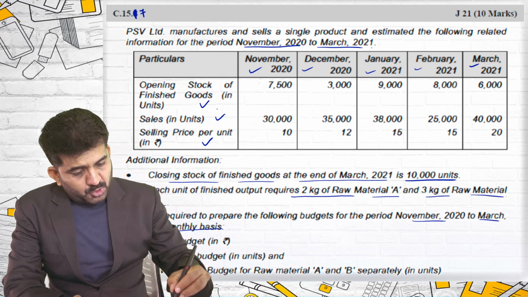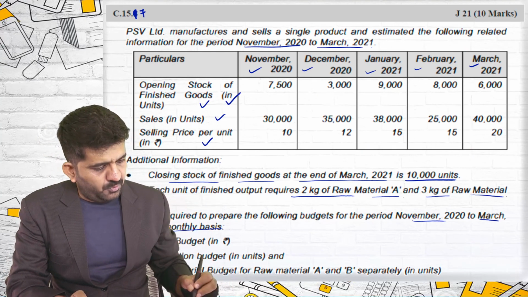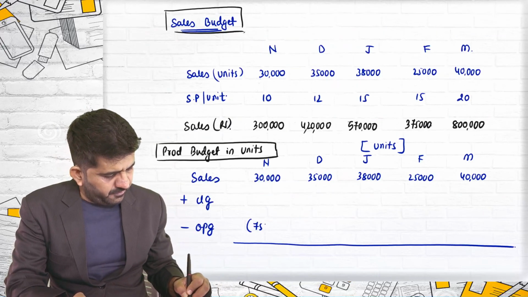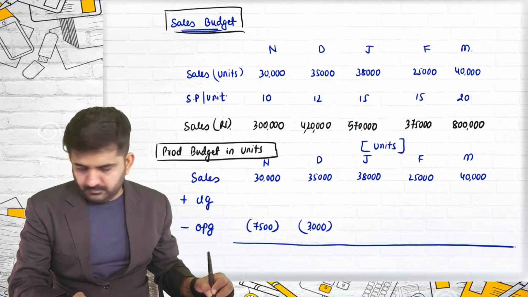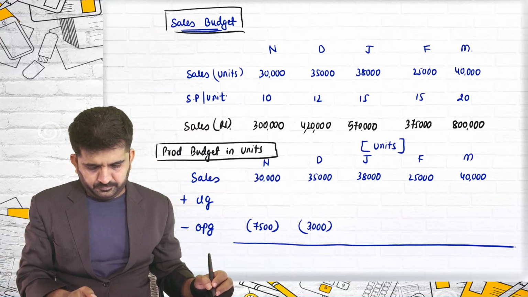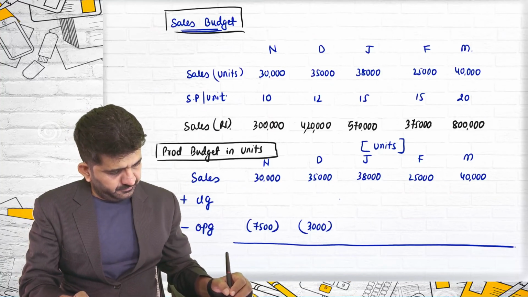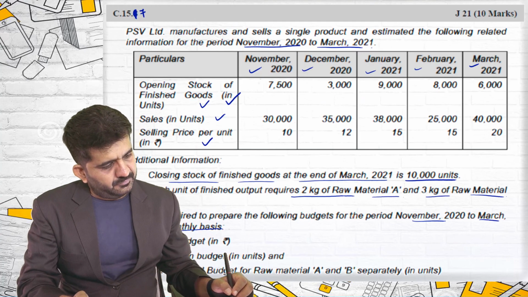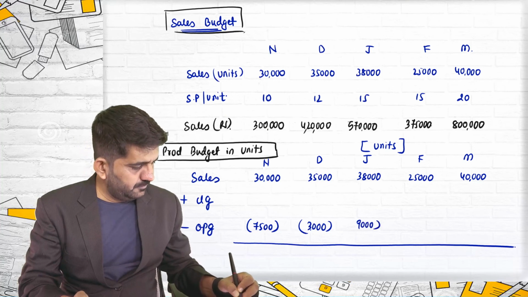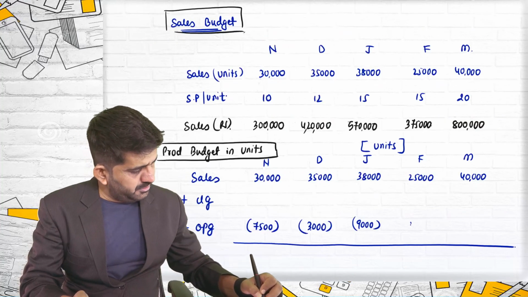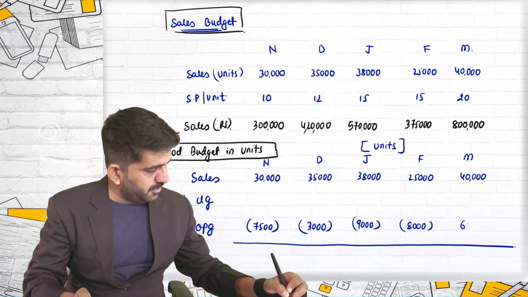I think opening stock is given. Yes. Opening stock of finished goods of each month is given. Opening stock is 7,500 of November, 3,000 of December, opening of Jan is 9,000, opening of Feb is 8,000, opening of March is 6,000 units.